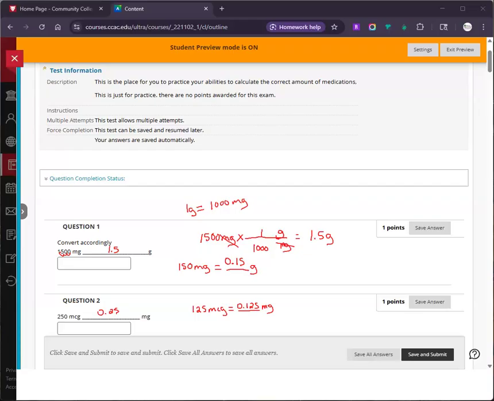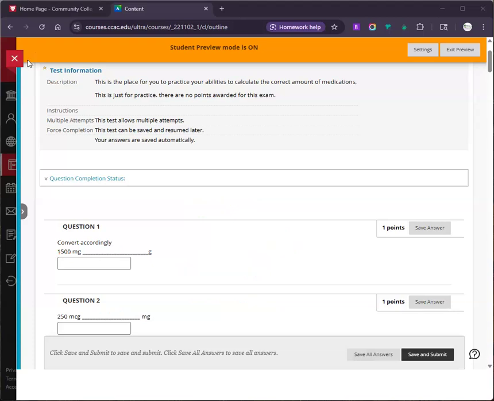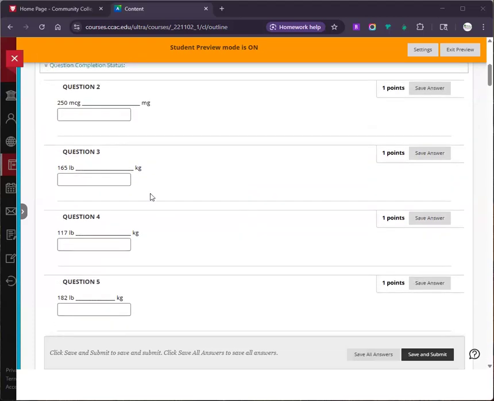All right. Let me clear my writing, and then we're going to keep going down. Let's look at some of these weight-based calculations.